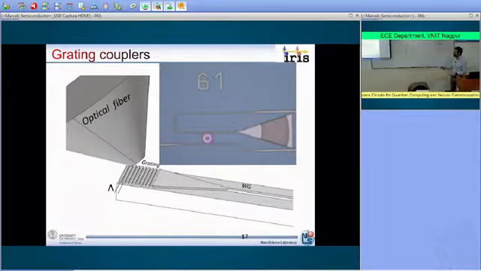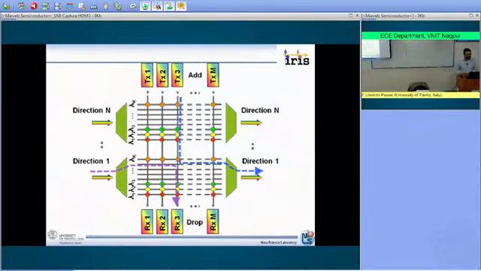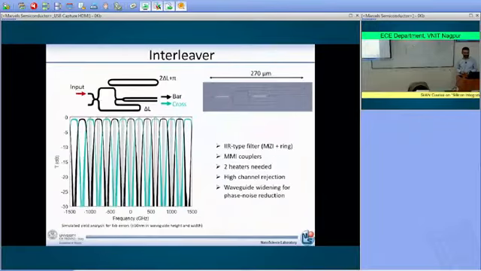Anyway, so then the gratings. This is the actual grating, and this is the schematic. The grating has been done, easy, no problem, so we know how to do it. Then the second function is the separation. What we want to do is separate the odd from the even wavelengths. In order to do that, we use a device called an interleaver.